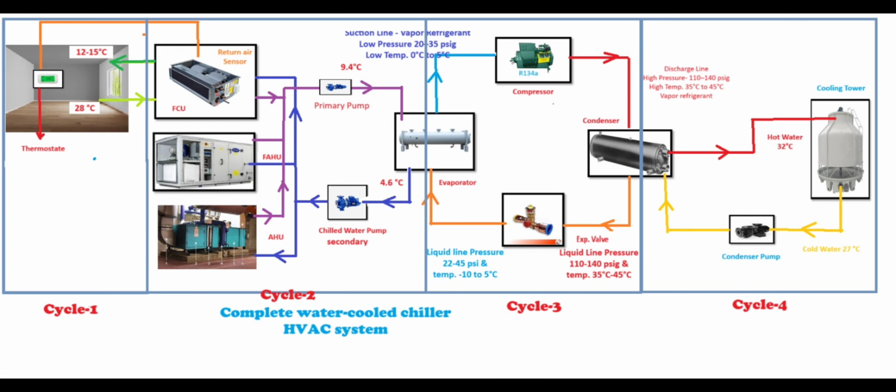Now when the 28 degrees Celsius air passes through this FCU, there is chill water passing through it. These lines are connected to this FCU. The chill water will pass from here. The 6 to 8 degrees Celsius chill water passes through this coil. When air passes through this coil, what will happen? This air will get cool and then go here.